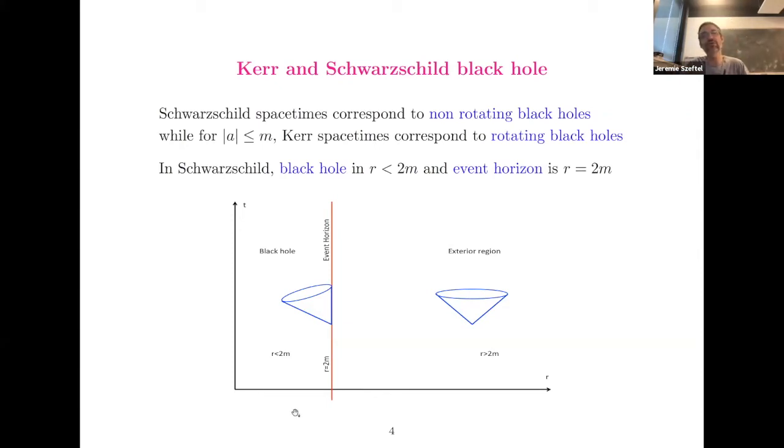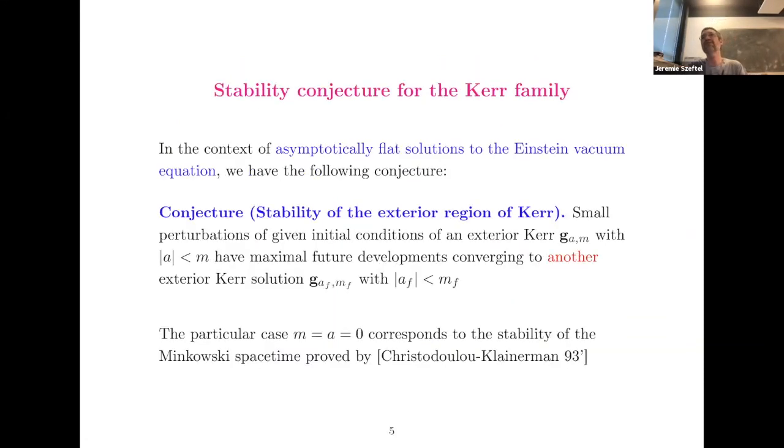It's easier to do it on Schwarzschild. Now that I have presented this stationary solution, let me state the black hole stability conjecture, which is in fact another name for the stability conjecture for the Kerr family. Recall that we're in the context of asymptotically flat solutions. As we have seen, they look like Minkowski for large r, and these are asymptotically flat solutions to the Einstein vacuum equations. And the conjecture is as follows.